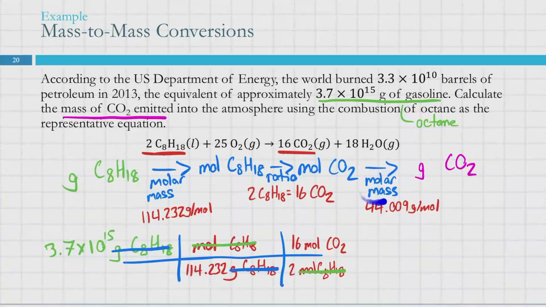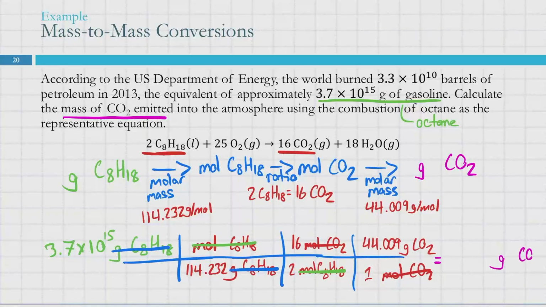And then we have to use our molar mass to convert to grams of CO2. So we have moles. We want to get to grams. The grams part has to go on the top. The moles part would get flipped to the bottom. That looks like this. So moles CO2 cancels, and what comes out at the end is grams CO2. So we're going to multiply everything on the top.